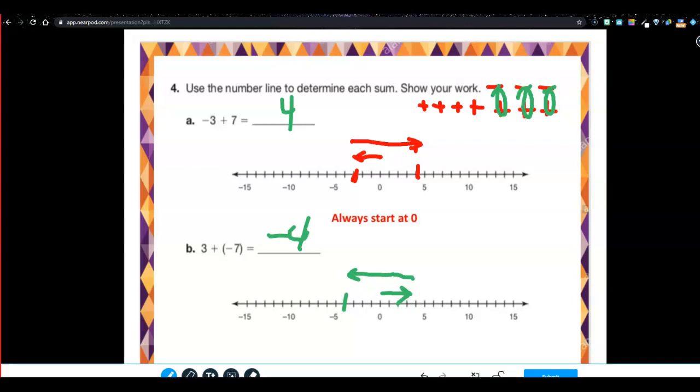Okay. Both of these are different signs, subtracting. 7 minus 3 is 4. In the top one, we have more positives, so we have +4. In B, we have more negatives instead, so we have -4. And notice that the arrows are pointing in opposite directions, okay, because we have different signs. You good? All right.